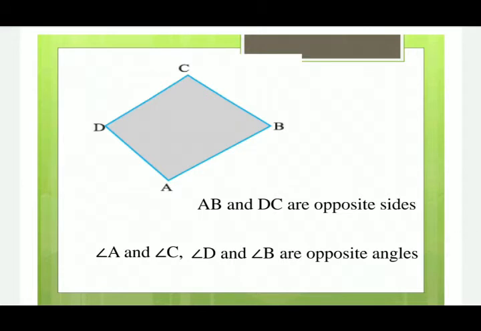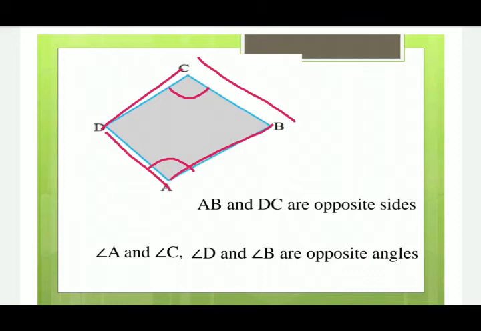AB and DC are opposite sides. Here you can see that AB, this and this are opposite sides. Then you can say that DA or AD and BC are also opposite sides. Angle A and angle C, these are opposite angles. Angle D and angle B are also opposite angles. So for opposite angles there are two angles which will be opposite to each other.